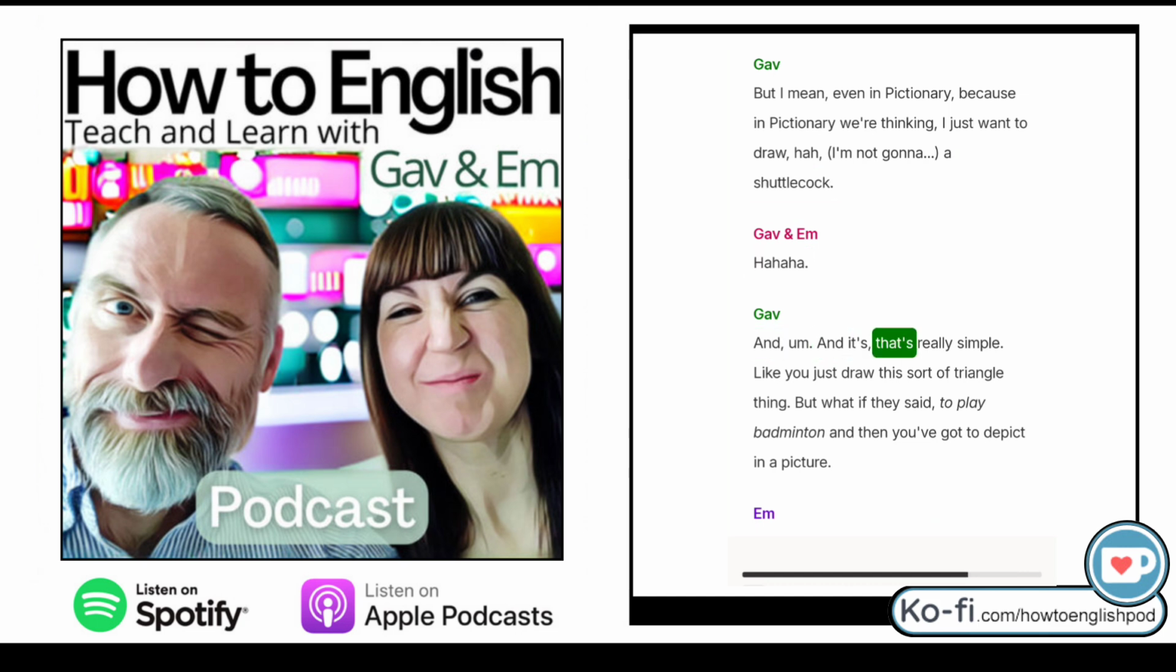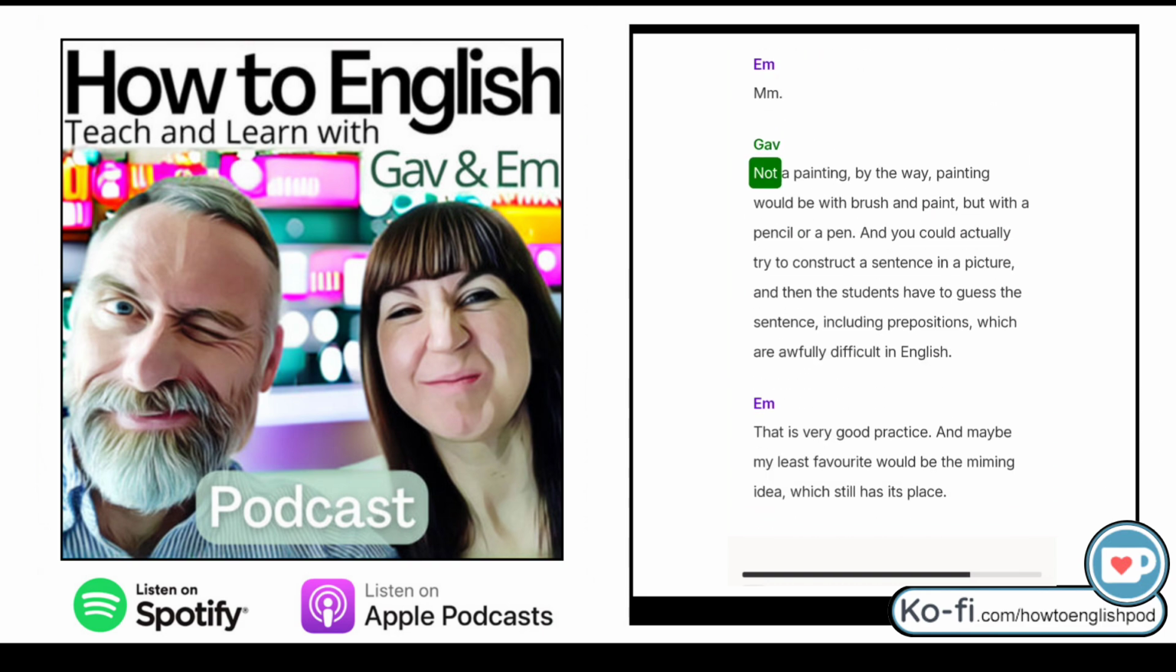But even in Pictionary, I'm just going to draw a shuttlecock, and that's really simple. You just draw this sort of triangle thing. But what if they said to play badminton, and then you've got to depict that in a picture, not a painting, by the way. Painting would be with brush and paint, but this is with a pencil or pen. You could actually try to construct a sentence in a picture, and then the students have to guess the sentence, including prepositions, which are awfully difficult in English. That is very good practice.